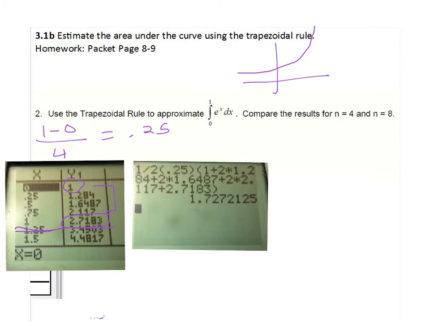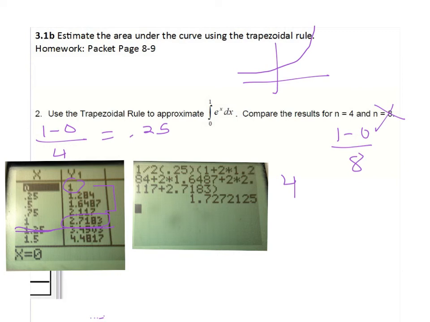So, let's calculate. Now you can see here's our area using 4 trapezoids. If we want to use 8 trapezoids, then we have to do 1 minus 0 divided by 8 to get the width. We're not going to do that because that's just a ridiculous amount of typing, so you can cross that off.